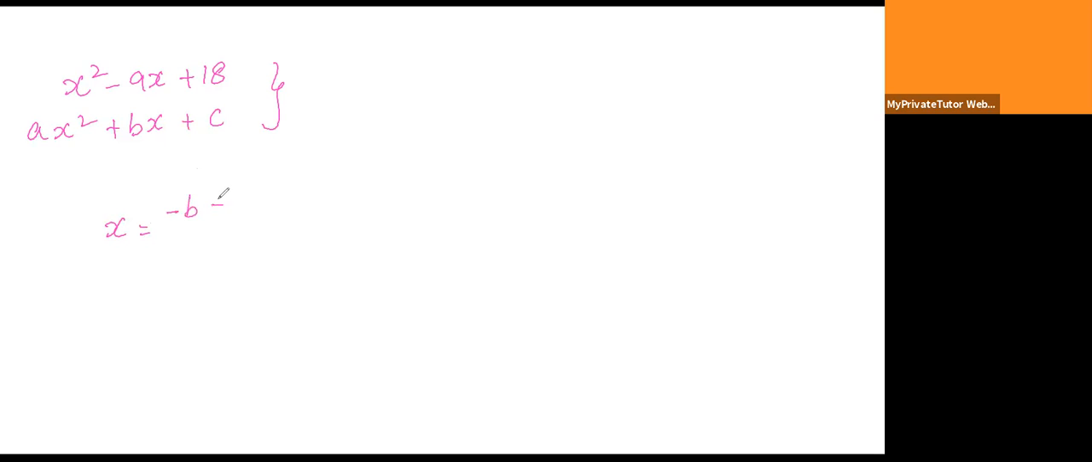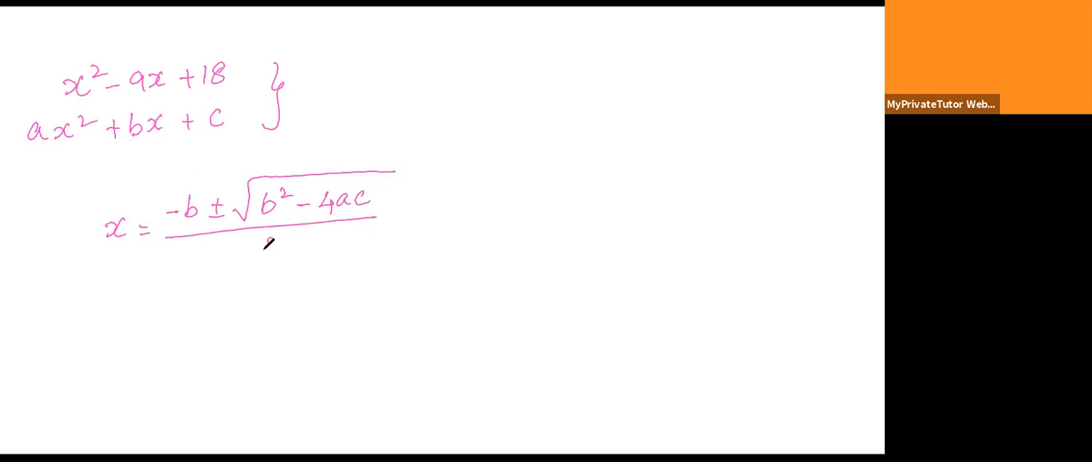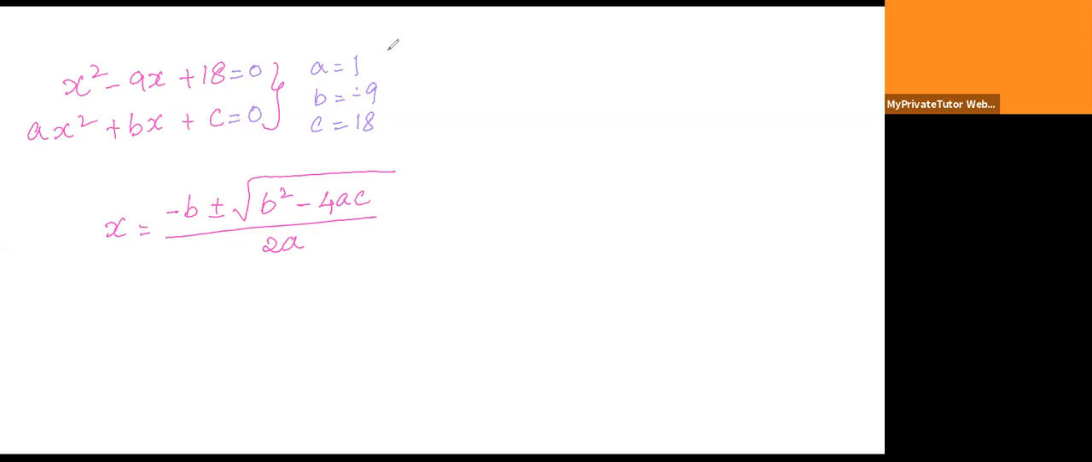x equals minus b plus or minus the square root of b squared minus 4ac, divided by 2a. This is the formula, guys. We can use this formula as well to solve this question. For that, please find out the a, b, c values. What is the a value? What is the b value? And what is c, guys? Please go ahead and substitute the values.